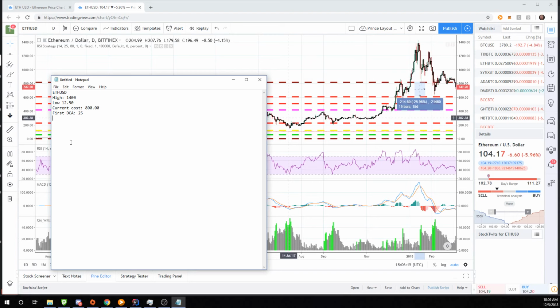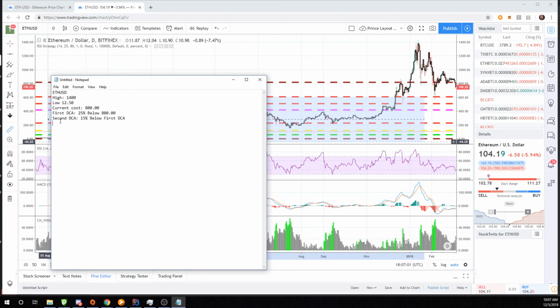Okay. Everyone following so far? My current cost is 800. That's what I bought it at. My first DCA is 25% below 800. My second dollar cost average is 15% below my first DCA. Wherever this thing landed, turns out it was just above 600. Okay. Second one was 500.